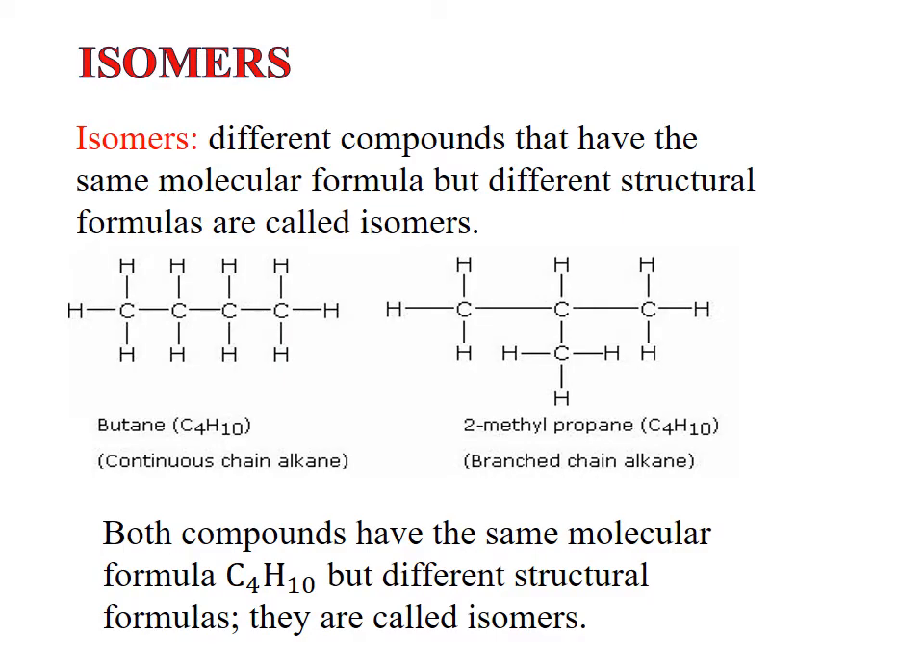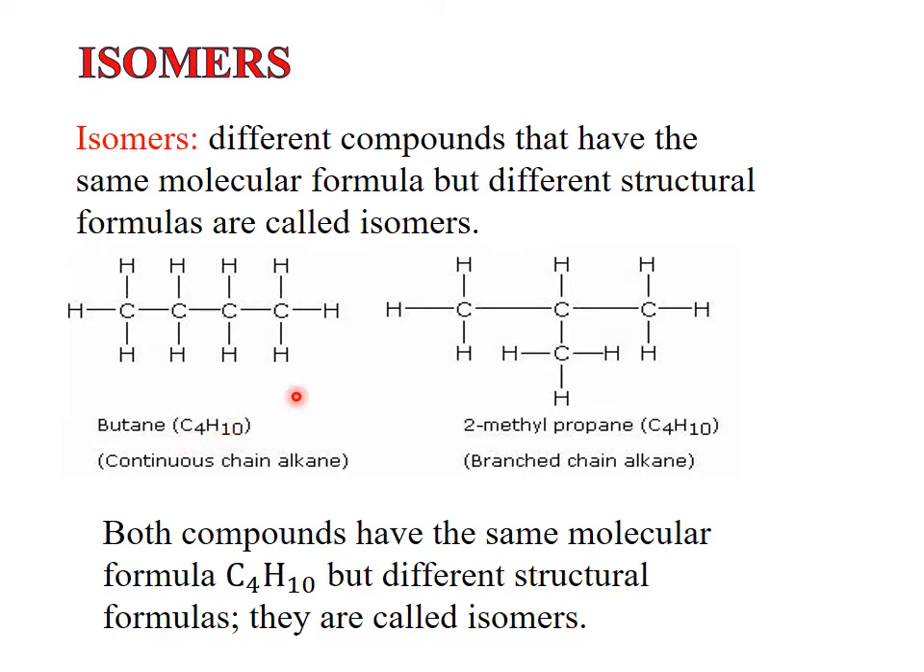First, let's start by defining isomers. Isomers are different compounds that have the same molecular formula but different structural formula. Let's take the following example. C4H10, it's a molecular formula. In this compound, we have 4 carbon atoms and 10 hydrogen atoms.